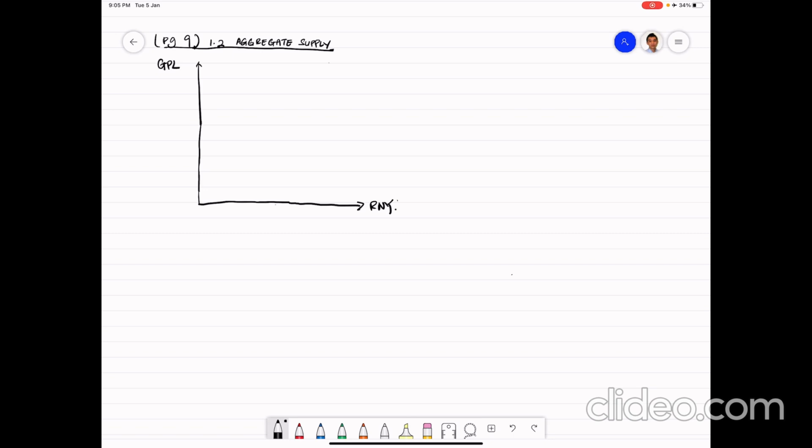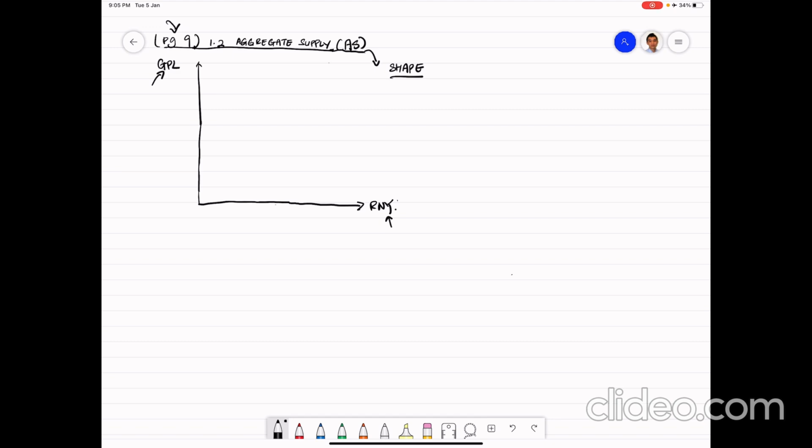Okay, so let's talk next about aggregate supply. That's on page 9 of your notes. Aggregate supply, also known as the AS curve. In this lecture I'll talk about the shape of the AS curve. As you can see, I have the AD-AS diagram. On the y-axis, we have GPL, known as general price level, and on the x-axis real national income, also known as RNY.